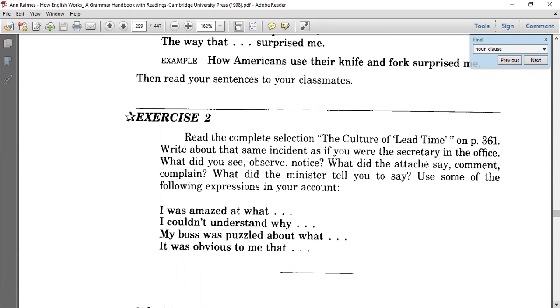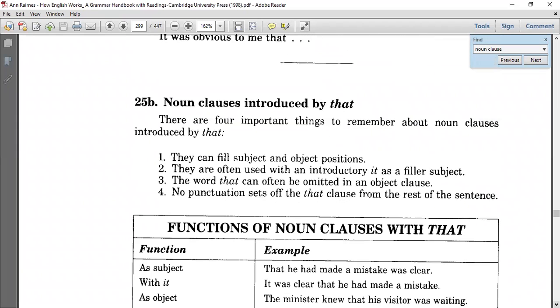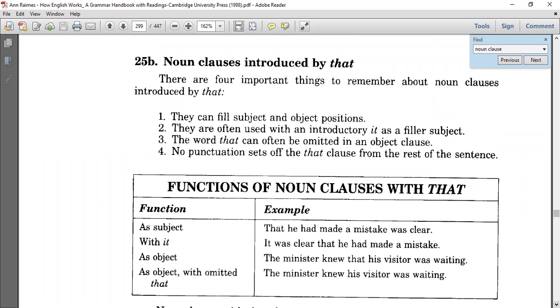Read the complete selection, the culture of lead time. Okay, you don't have that selection, so you don't have to read that one. Let's have a look at another exercise which is not based on any reading. Noun clauses introduced by that. Let's talk about this in detail.